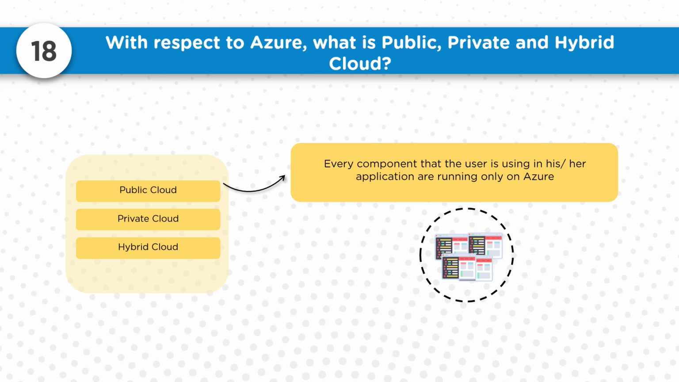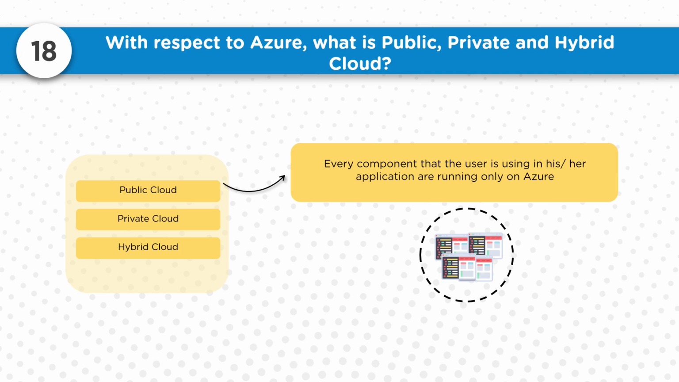Now, the public cloud is the most common way of deploying cloud computing applications, and it has resources like servers and storage that are owned and operated by third-party cloud service providers like Microsoft Azure. Microsoft Azure is a very good example of public cloud. So here, every component that the user is using is running only on Azure. That's public cloud.